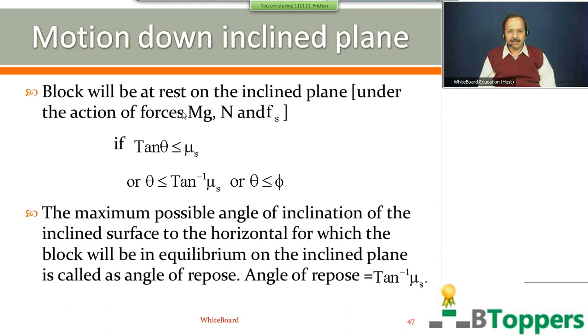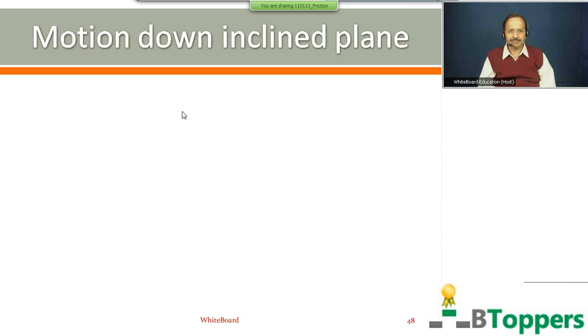In the previous class, I discussed the term angle of repose. The maximum possible angle of inclination of the inclined surface to the horizontal for which the block will be in equilibrium on the inclined plane is called the angle of repose. So angle of repose is equal to tan inverse mu s.